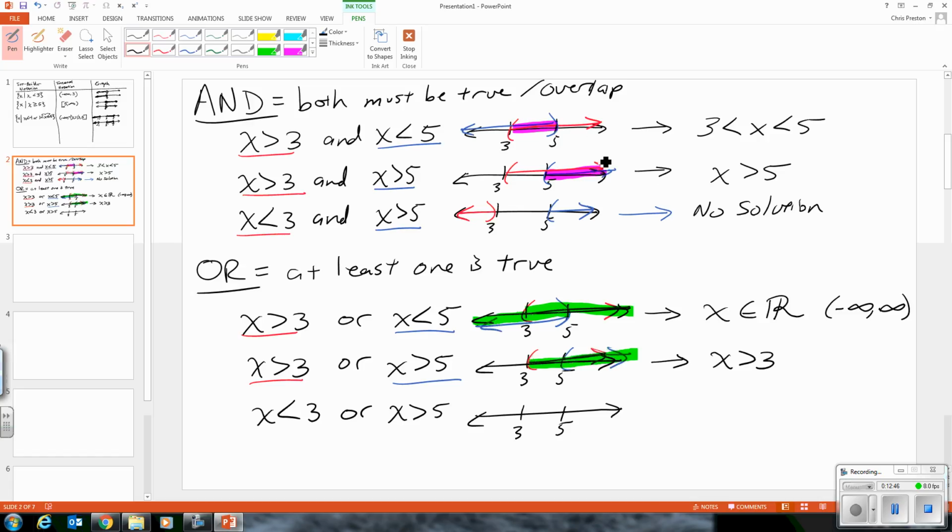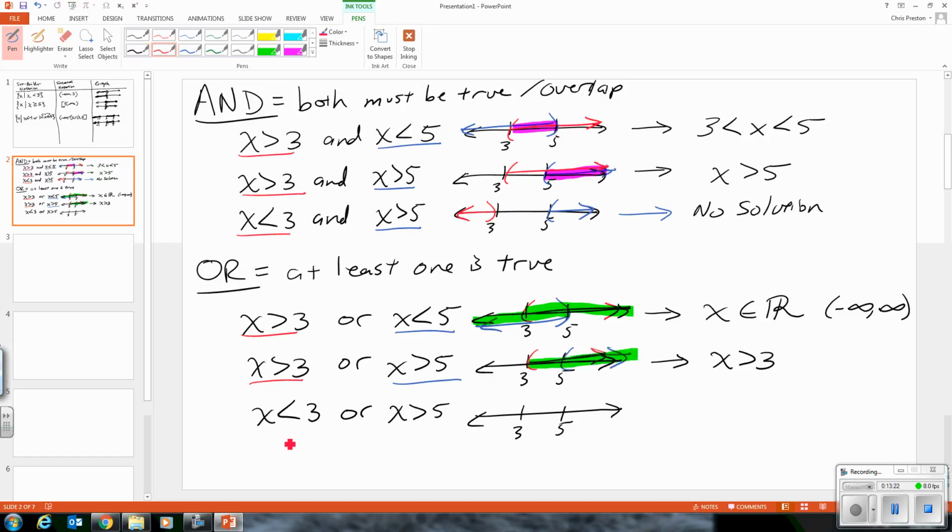So notice the difference between this one and the and. And is, as you might think, the smaller set. There's some numbers that are bigger than 3 that are not bigger than 5. So we're going with the more restrictive set because we're looking for where both of them are true. In this case, we're looking for the bigger set. Since there's some overlap going on here, we want all the numbers that are bigger than 3 as well as all the numbers that are bigger than 5. So, there's a distinction between this and this or situation.